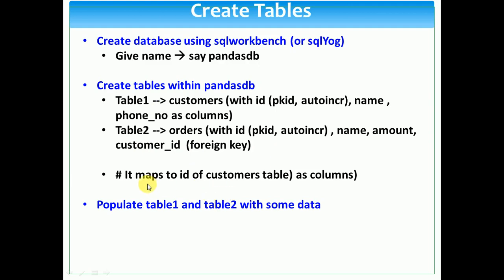It is basically going to map to the ID of the customers table, that means the ID of the customer table. It is going to do the mapping. That's why we have made use of the foreign key concept. Then we need to populate table 1 and table 2 with some data. So once you have this prerequisite, a database called pandas db, then two tables, table 1 and table 2, customers and orders, we are ready to go once you have populated them with some data.